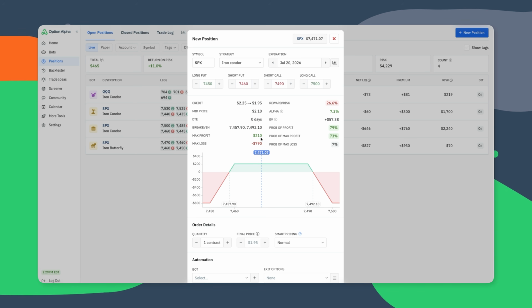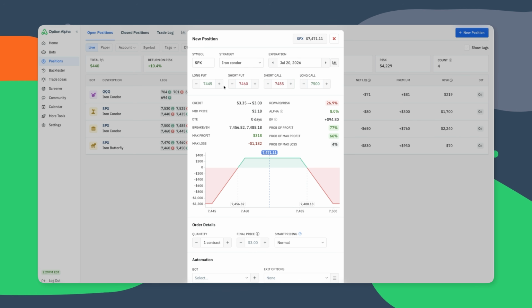Here's the max profit, the max loss, break-even levels, probability, and the range where the trade can work. And this is where the trade becomes visual. I can see here is the upper boundary and here is the lower boundary. As long as SPX stays between these levels, the trade has room to work. That is a neutral plan.